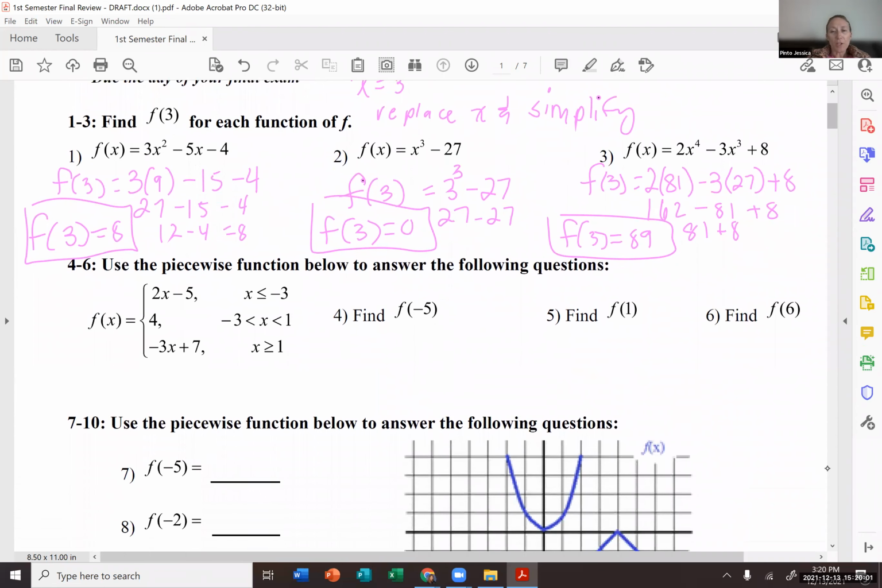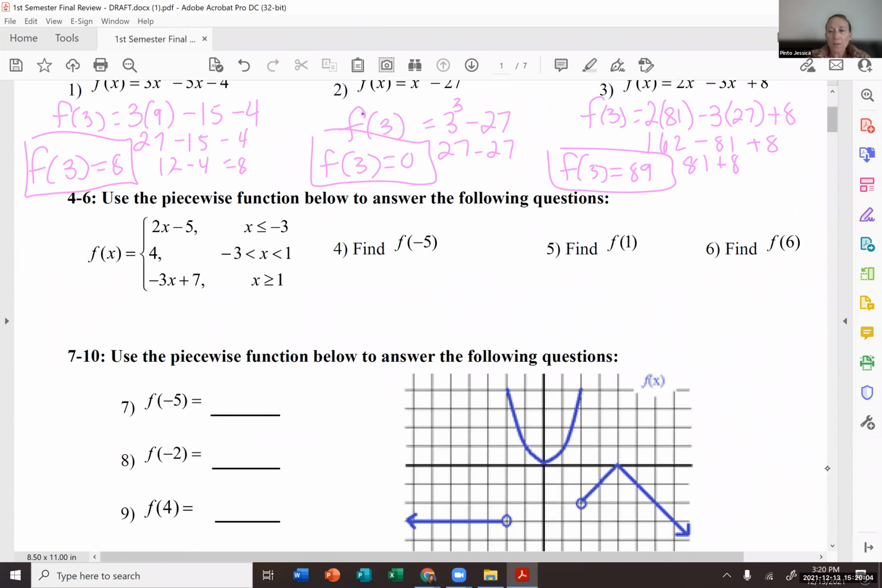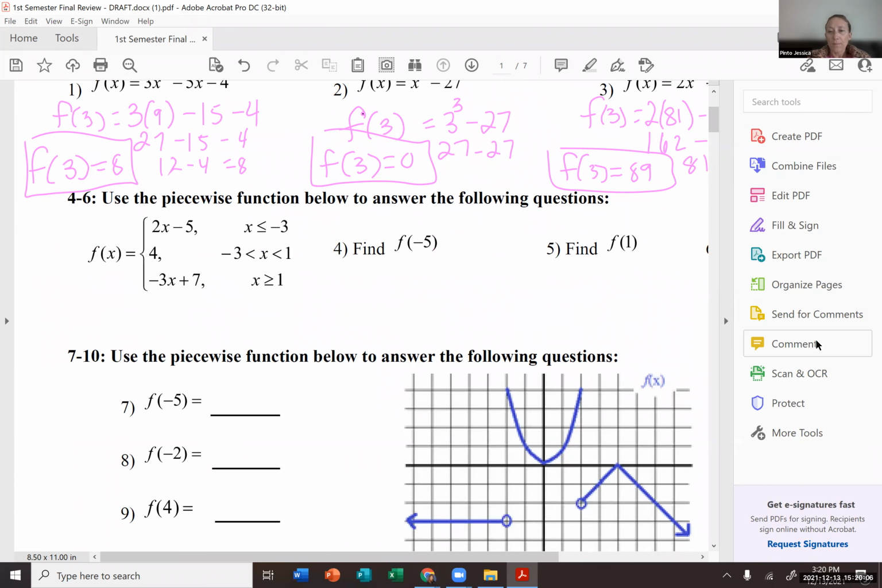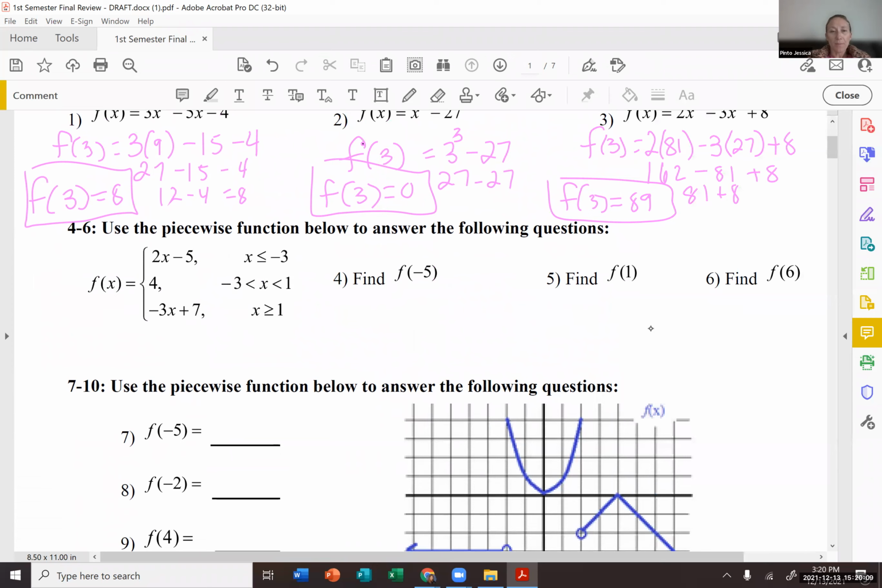On the piecewise functions, in this case, we've got to do a little bit of work because we've got to determine which inequality does x match? Use that equation. So f of -5, -5 is less than -3. So I would use 2x minus 5.